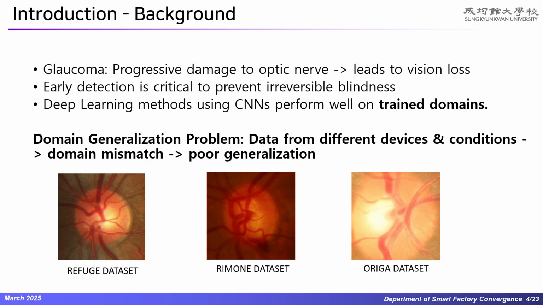So, if the model is trained exclusively on REFUGE, it becomes good only at evaluating images similar to those in REFUGE. When it encounters images that look different, RIM-ONE or ORIGA, for example, the performance worsens since the model isn't used to these unfamiliar styles.